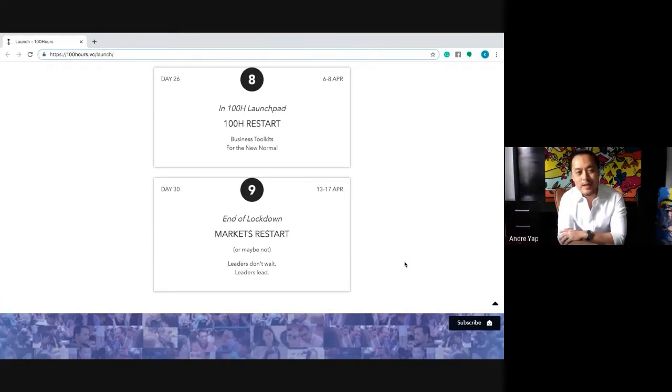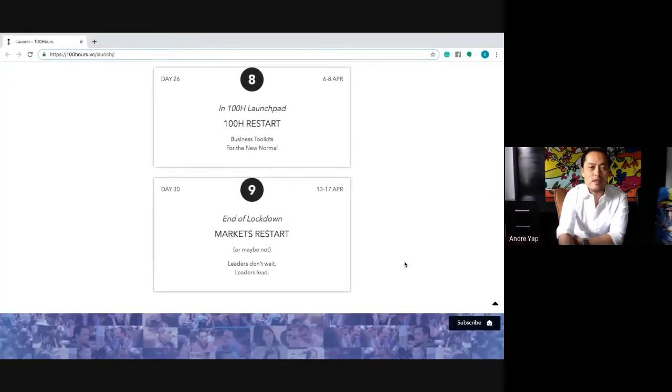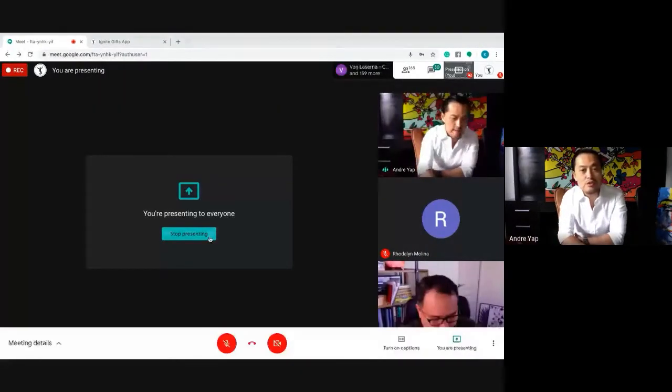So again, these milestones and these launches are about the fact that leaders don't wait. Leaders lead. So let's see what we can do about that as one community today. If I am ever muted again, please step right in. So let's set up the plot. It is 2:52 right now. Let's set up what this Launchpad is all about.